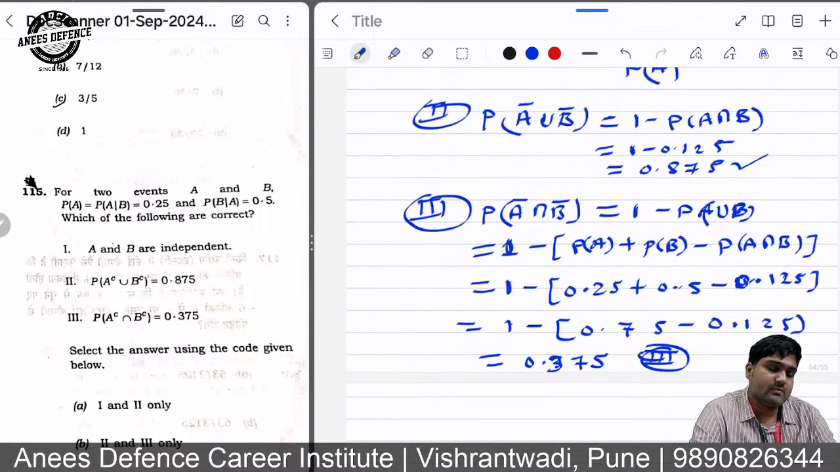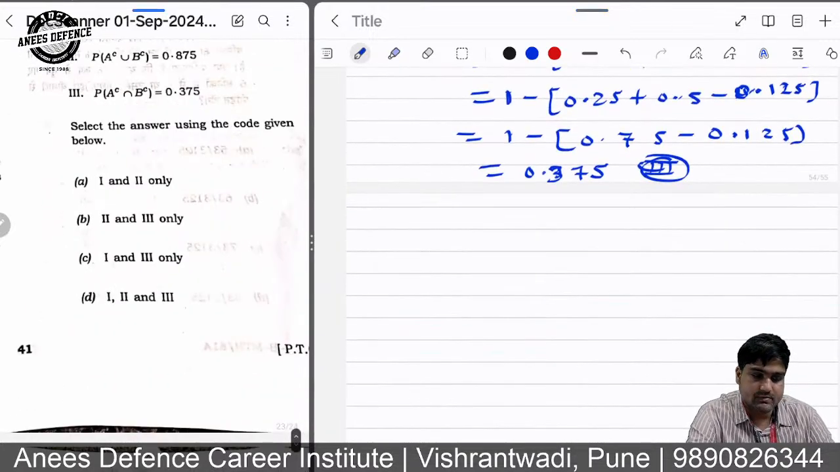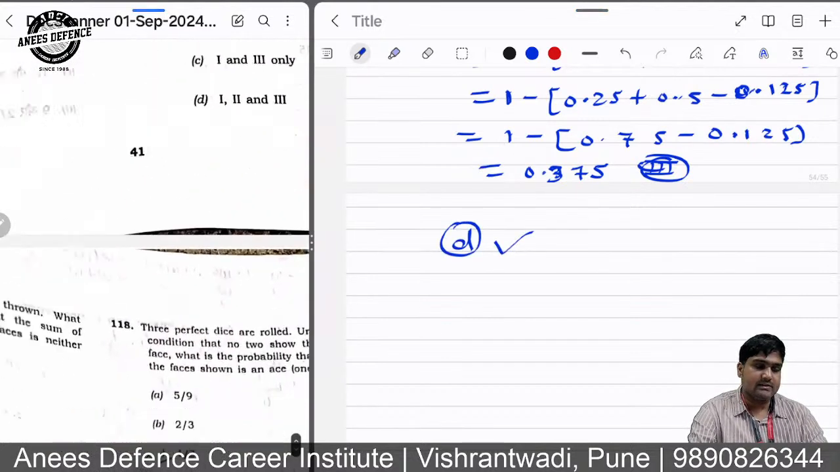So all three statements are correct for 115. So the correct answer for 115 is option D. Let's move to the next question.